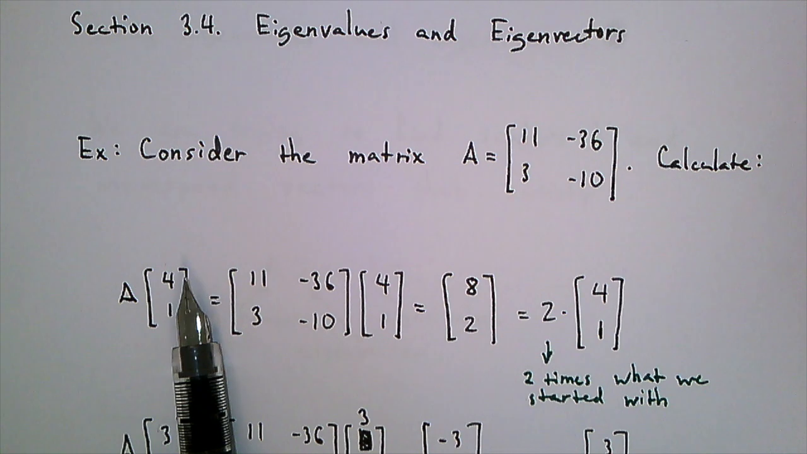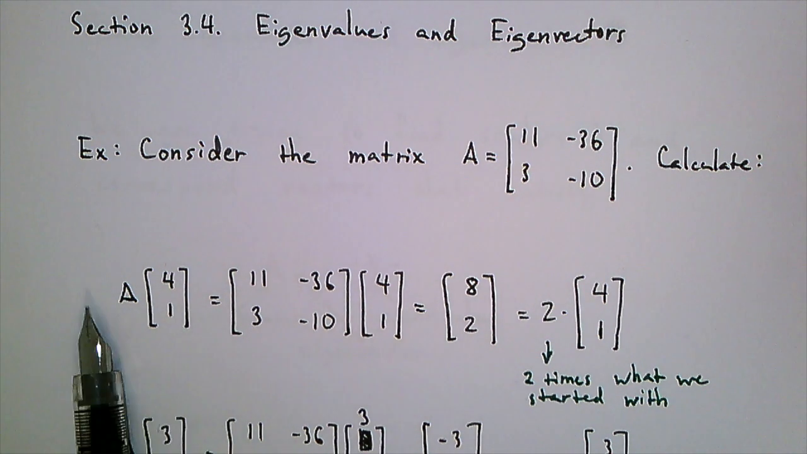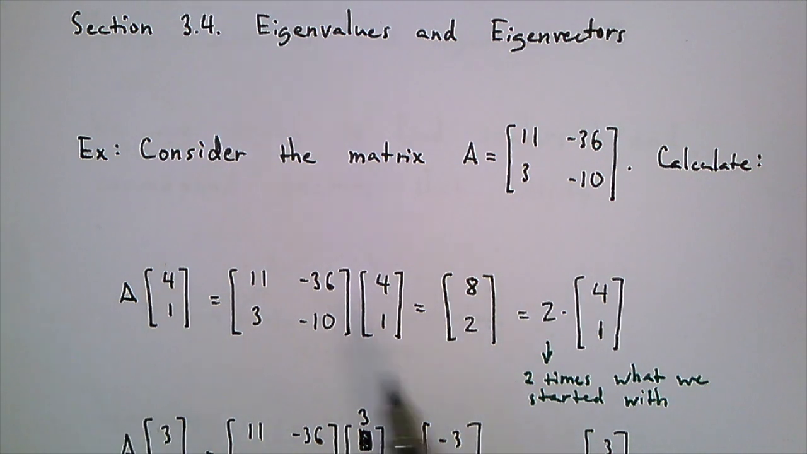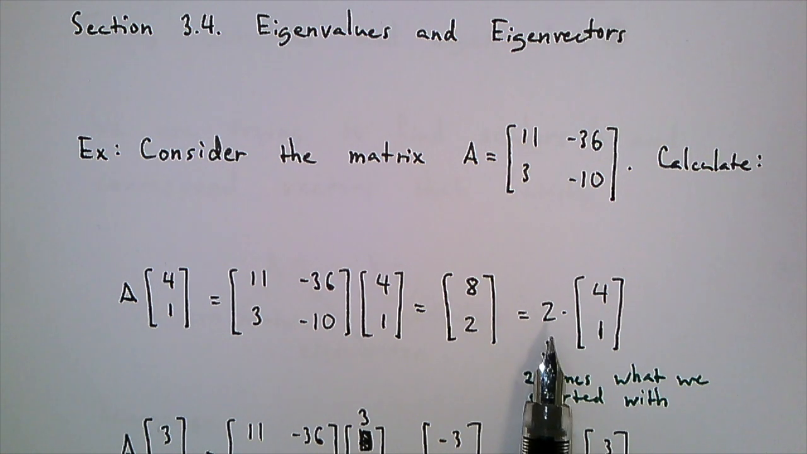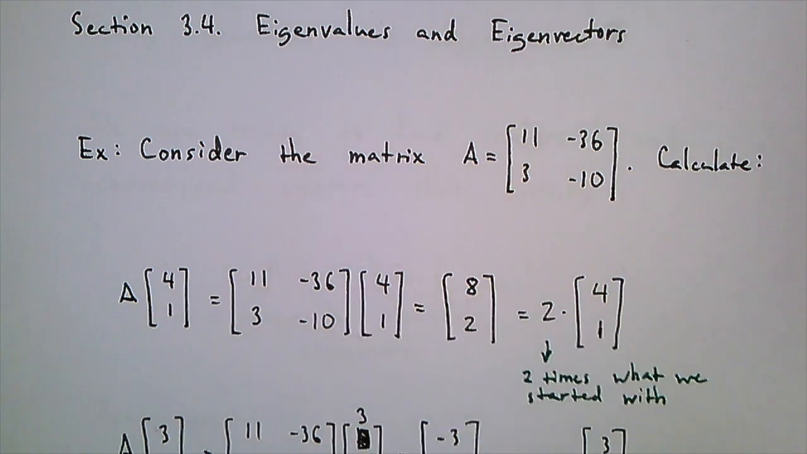So we plugged in the vector 4, 1, we multiplied by a matrix, but what happened was we just multiplied by a number, 2. Let's try another vector.